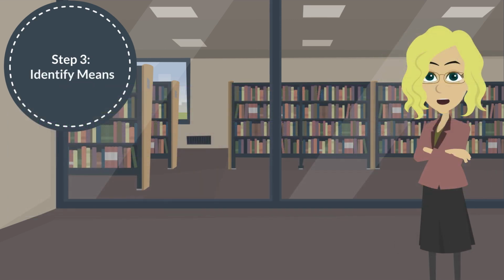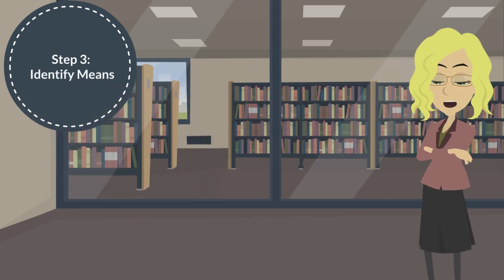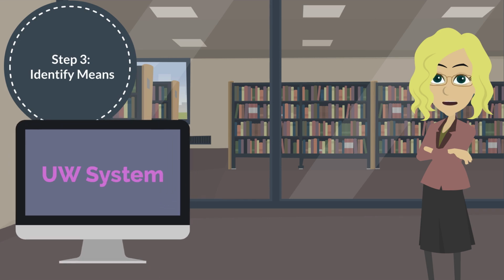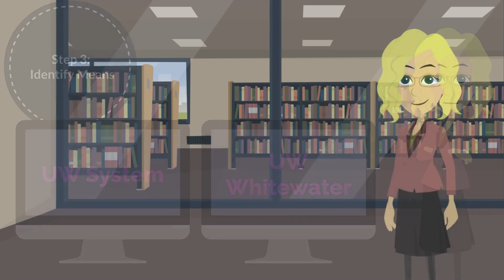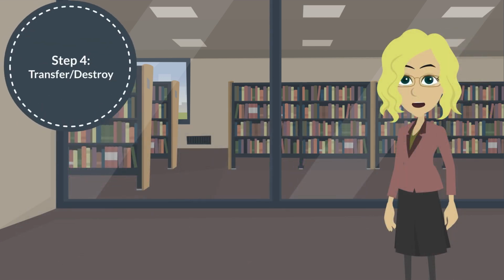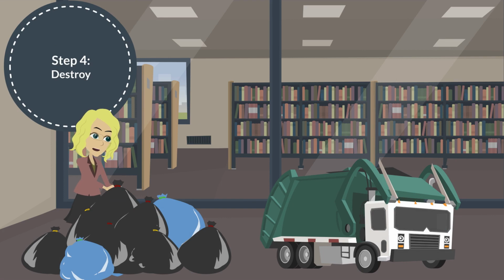Step 3 is to identify means of disposition. If employees are not sure how to dispose of a record, they can check the UW System General Records Schedules, along with going on the UW-Whitewater Records Management web page. Once the correct means of disposal are identified, you can either destroy, destroy confidential, or retain them. If the final disposition of the records is destroy, and the records have been retained within your office area, it is appropriate to place the materials in your building's recycling or trash receptacles.